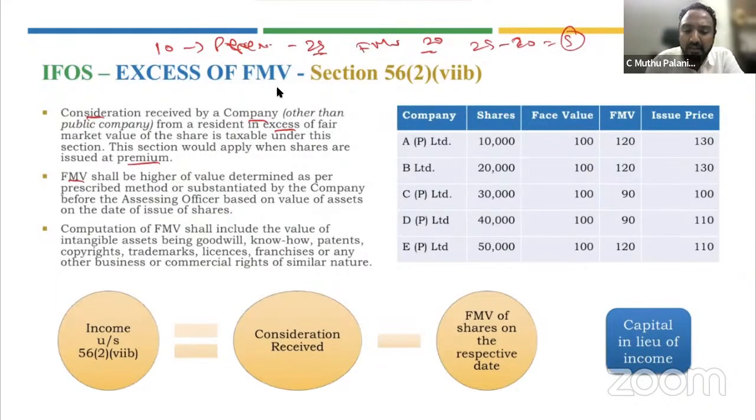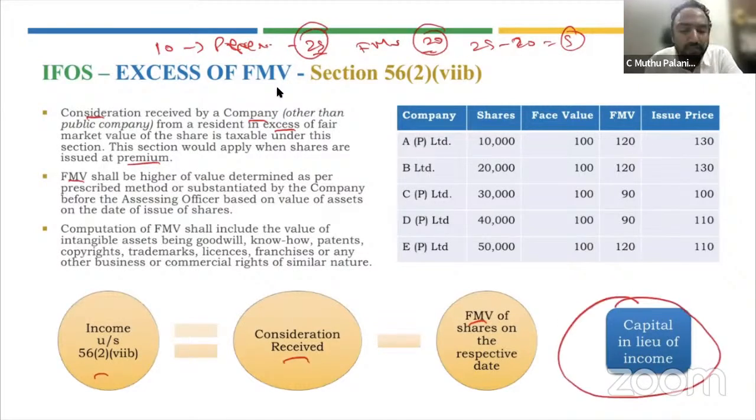And basically, consideration received minus fair market value. How much was consideration received in our example? 25. How much is fair market value? 20. So 25 minus 20 will be 5, will be my income. So this is considered as capital in lieu of income. It is generally an income, but I'm taking the characteristics of share capital to avoid taxation. So that's the intention.